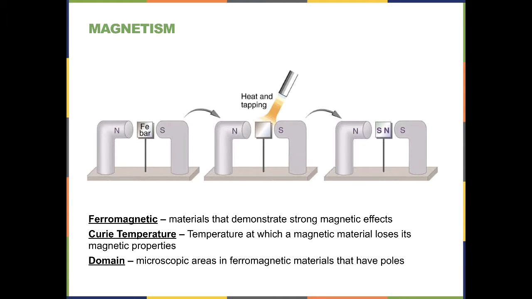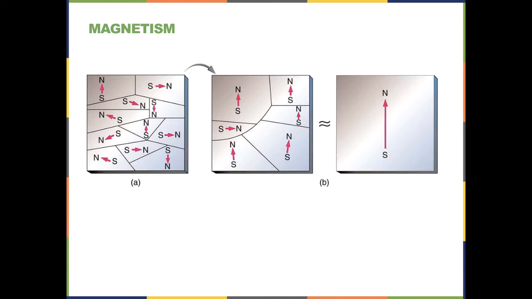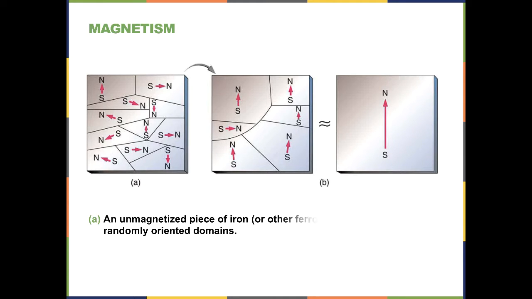A domain in a magnet is a microscopic area in ferromagnetic materials that has poles. And here's an example of several domains. Section A here is a piece of iron, which is a ferromagnetic material, that has no magnetic properties. And that is because the various domains, as you can see here, are all oriented in different directions, and thus the overall effect is that there is no magnetic effect.